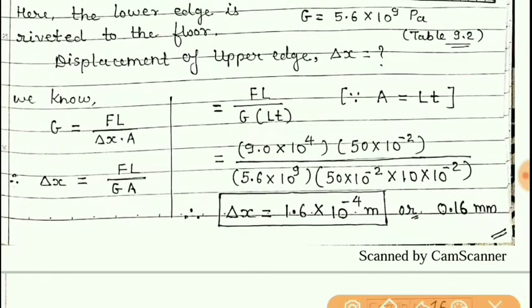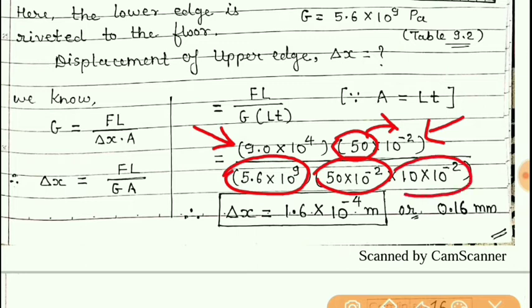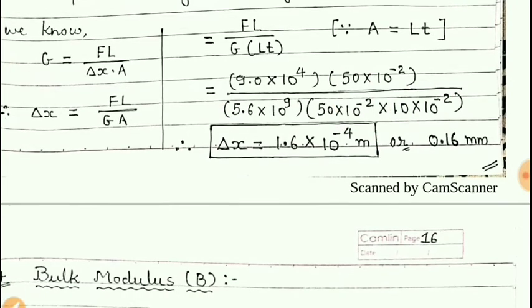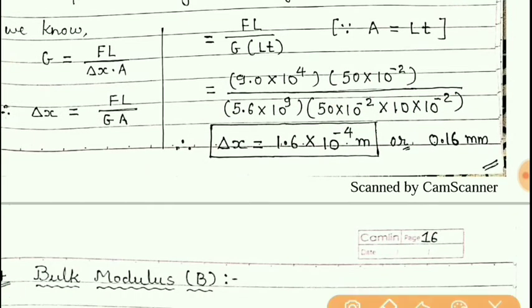So I have kept here all the values. This is the value of F, this is the value of L, which was 50 centimeters. So I have converted into meter. Value of G, then value of L, and into value of T. You can see both are converted into meter because they were given in centimeters. Now after a simple calculation, you will get this delta x is equal to 1.6 into 10 raised to minus 4 meter.